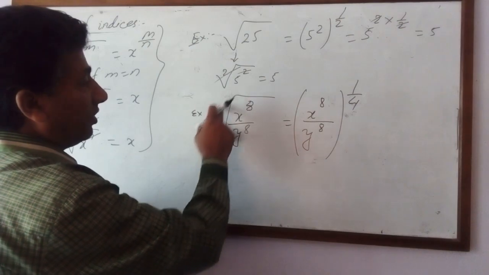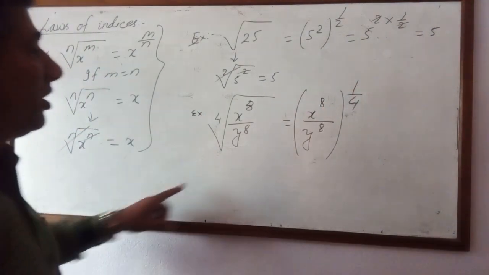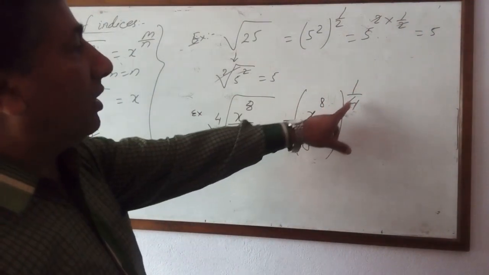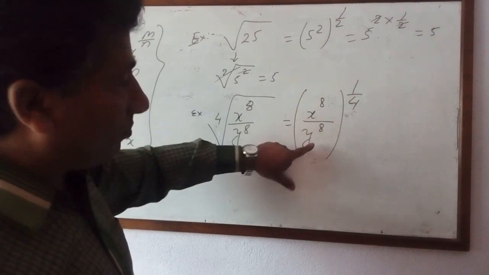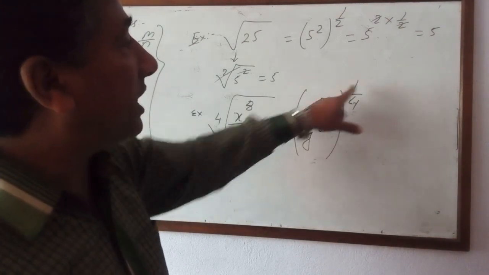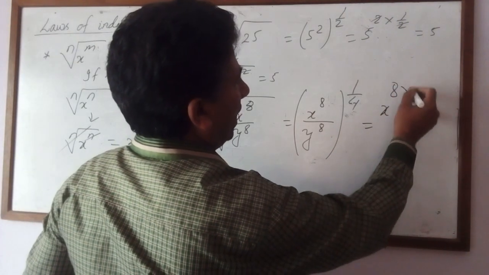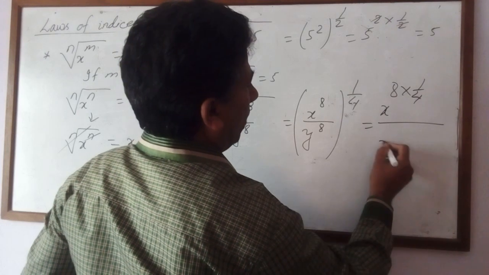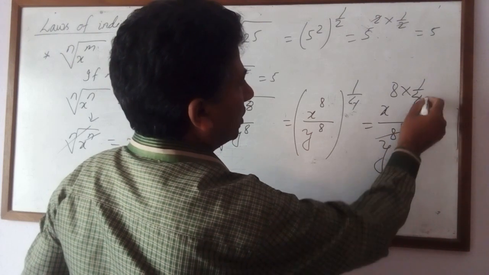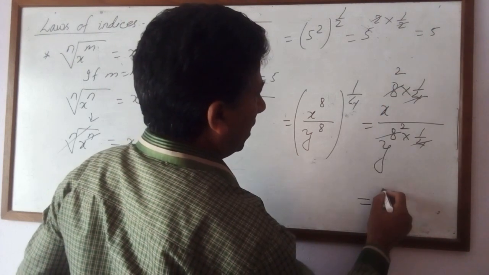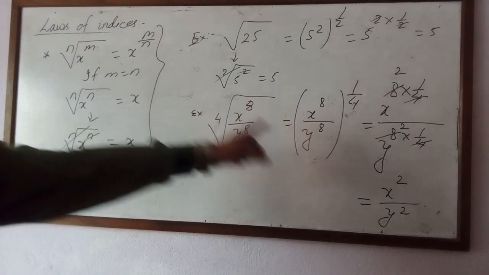In this way, we can remove this radical sign. Now this radical sign we wrote as 1 by 4. After writing 1 by 4, do not write this sign again. Now this is also a term. External power, this 1 by 4 is the power of x power 8 also, and y power 8 also. Now we can multiply external and internal power. X power 8 times 1 by 4, y power 8 times 1 by 4. This 4 cancels 2 times, so it will be x power 2, y power 2. Now the answer of this one is x squared, y squared.